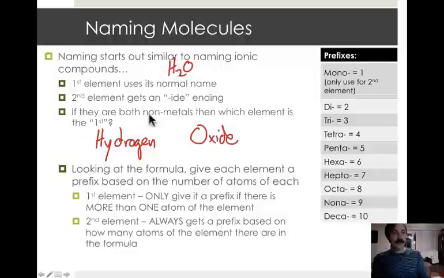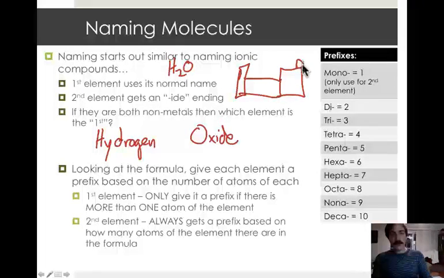So the question is, how did I know that hydrogen was the first element? If they're both nonmetals, which element can I say is the first one? With ionic compounds, we always listed the metal first, or the cation first. But here they're both nonmetals, so I can't list the metal first because I don't have a metal. Well, if you look at the periodic table, here's my quick little sketch, you figure out which of the two elements in your compound is further left. Hydrogen is here, and oxygen is over here. Whichever element is further left, that's the one you start with. So that's the first one.